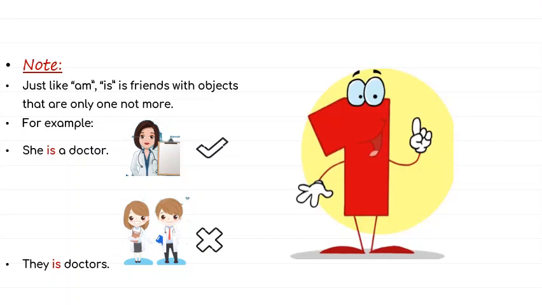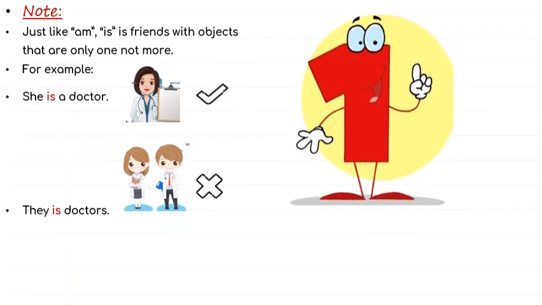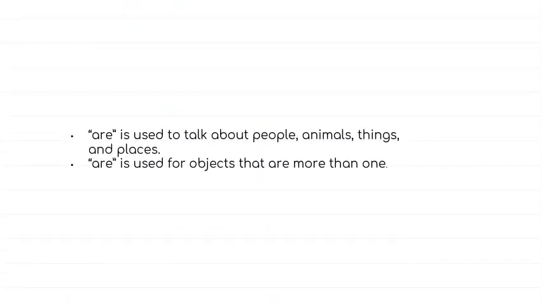But what do you say? If we can't use is with more than one, what can we use with them? I'm sure there is another word that we can use with they. Let's check out the word that we can use with they, which is more than one. So now we have the third brother, are.